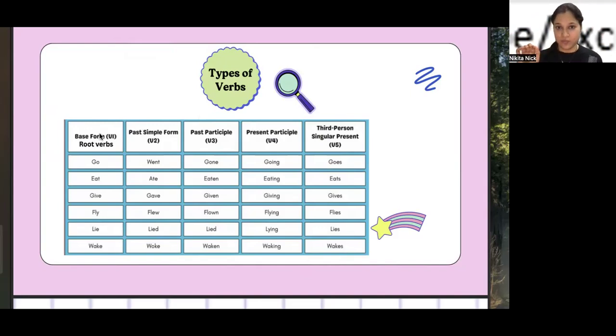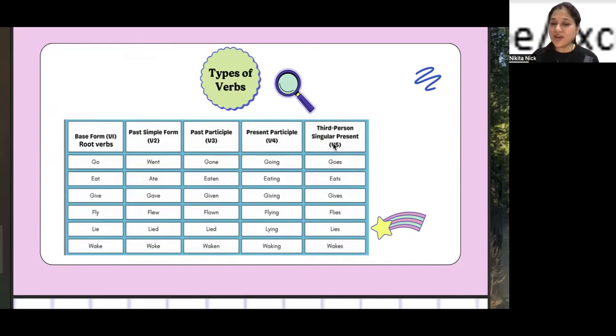See, the base form of the verb, that is the root form, is V1. Then the second is V2, that is the past simple form. Third is the past participle, that is the V3 form. Then the present participle, that is the V4 form. And third person singular present, that is V5.